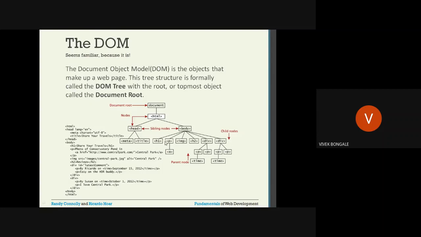Then here under head, you have written the title, "Share your travel". This title is what? This is an element node. This title, in the program we have given, is an element node. You can call it a tag or an element. And what we're giving here, "Share your travels", this is a text node.